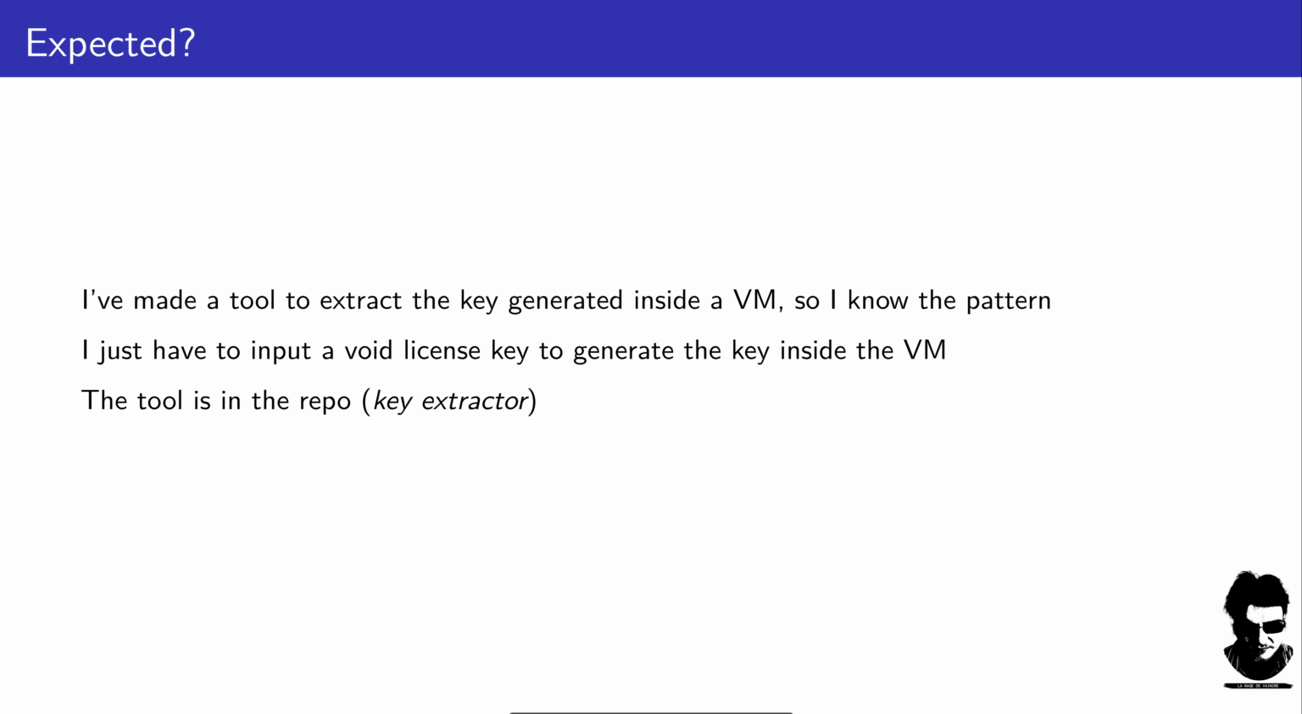I just have to input any license key, a wrong one of course, to generate the real license key inside the virtual machine, inside the memory of the virtual machine. So I just wrote this little tool, the key extractor. It is also inside the repo of the DPR Keygen, inside the directory key extractor.